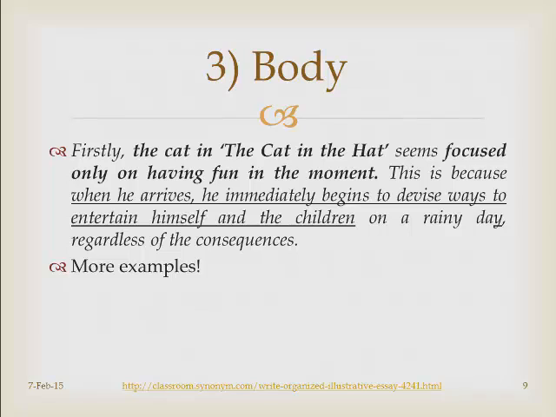So firstly, so this should be your first point, the cat in The Cat in the Hat, okay, that's your topic, seems focused only on having fun in the moment. So that's your controlling idea. Your topic is the cat in The Cat in the Hat. Your controlling idea is that he's having fun in the moment. And then you give your examples. This is because when he arrives, he immediately begins to devise ways to entertain himself and the children. So this shows that he only wants to have fun in the moment. Okay, and then you give more examples, more supporting details, more elaborations.